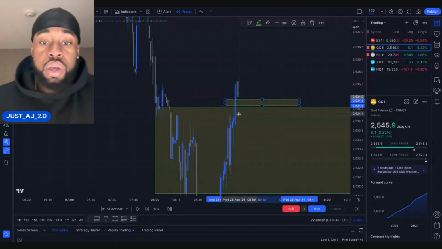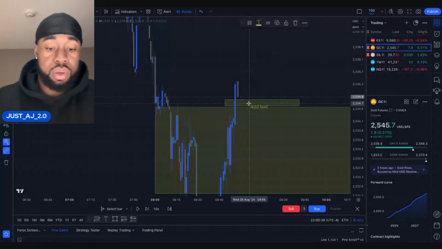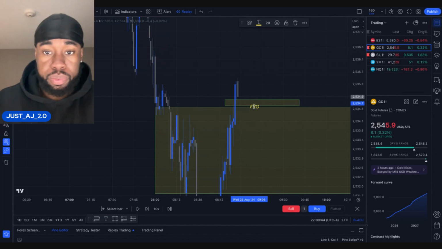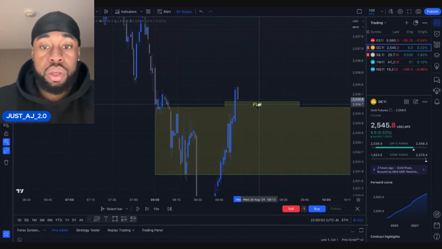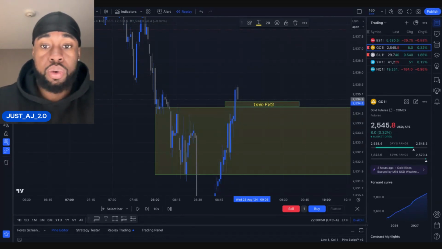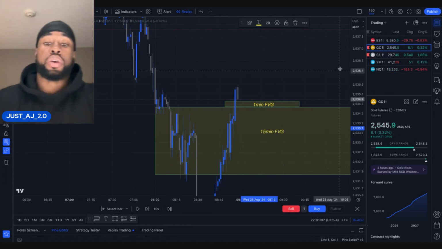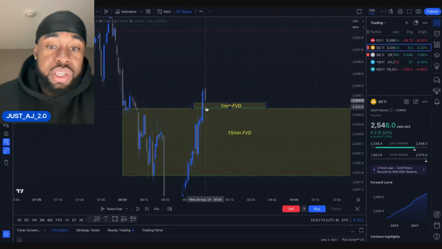So here's the 1 minute fair value gap forming right here. Let me just type in FVG so you guys can see what that is. Boom. So here's the 1 minute FVG. Let me type in 1 minute, and then let me label this for y'all. 15-minute FVG.